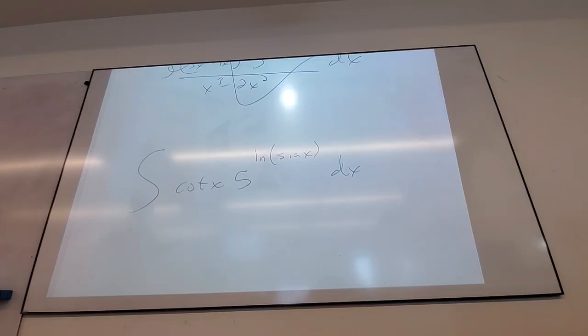Now, some of us did everything perfectly right, but forgot how to integrate 5 to the u. The derivative of 5 to the u is 5 to the u times natural log of 5. So the integral of 5 to the u is 5 to the u divided by natural log of 5. Because they're opposite operations, yes?